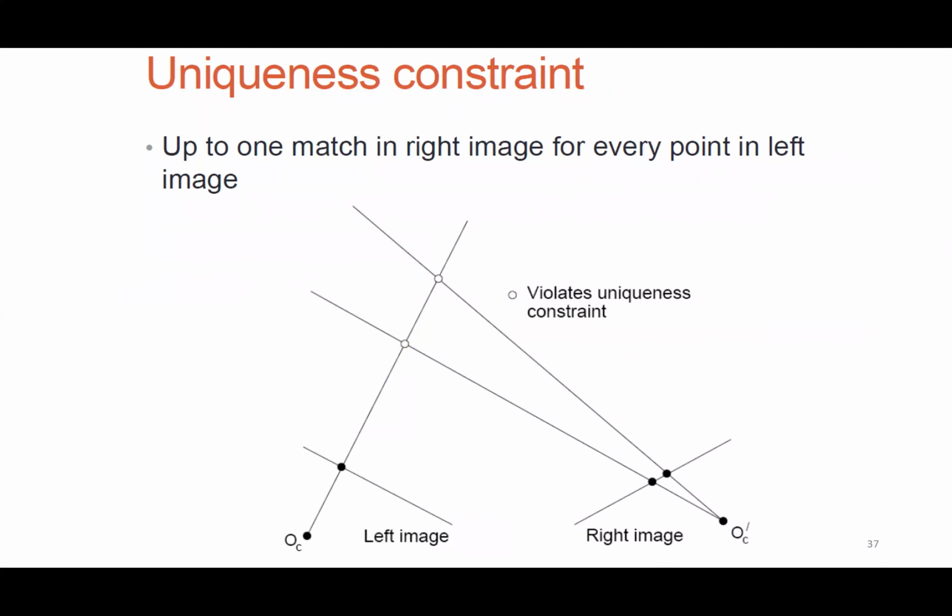The first one is a uniqueness constraint. That means the matching is unique. There is only one matching that's possible among all the pixels that are there. One pixel cannot correspond to more than one pixel. He is mentioning here up to one match. That means there could also be a case where there is no match at all. That's what he highlights in the video lecture. So why do you call it up to one match? Why can there be a case where there is no match?